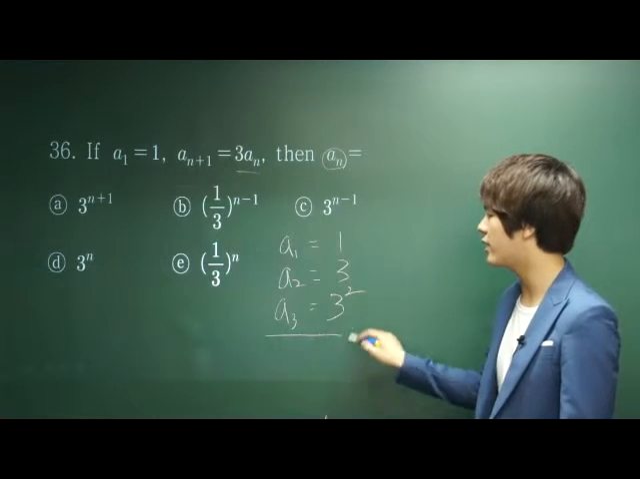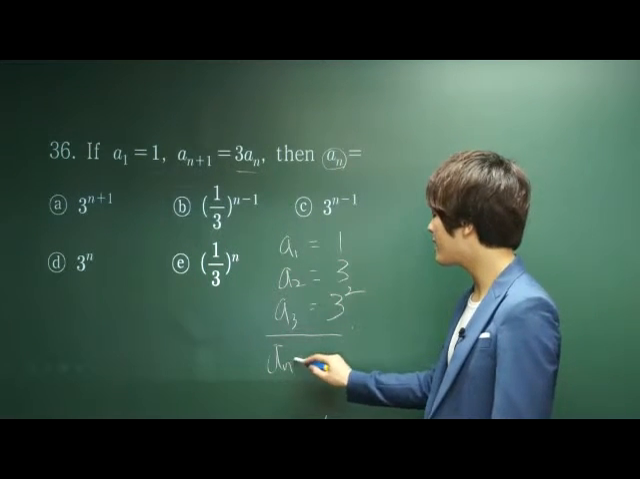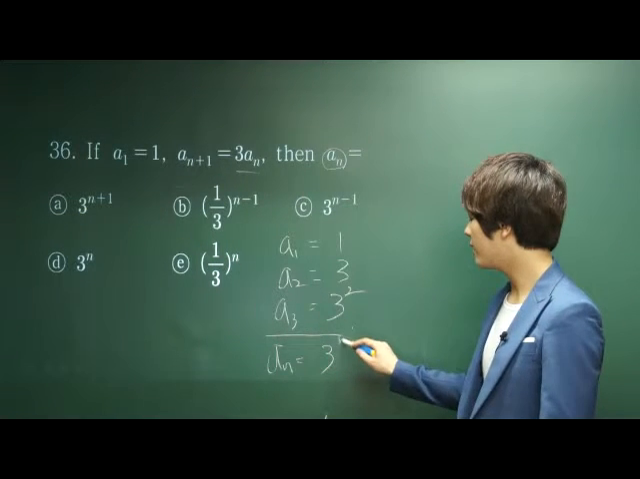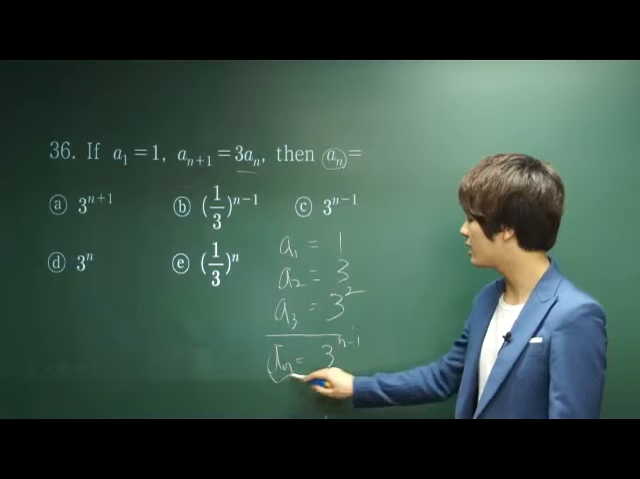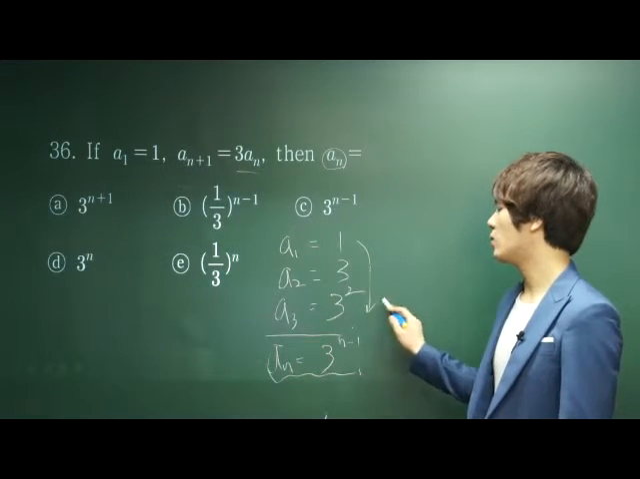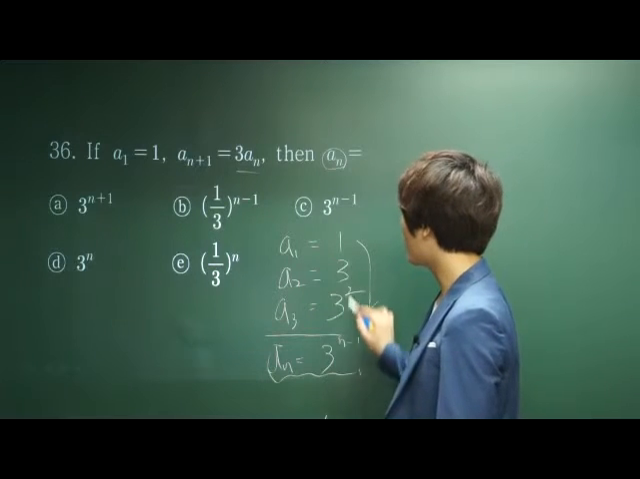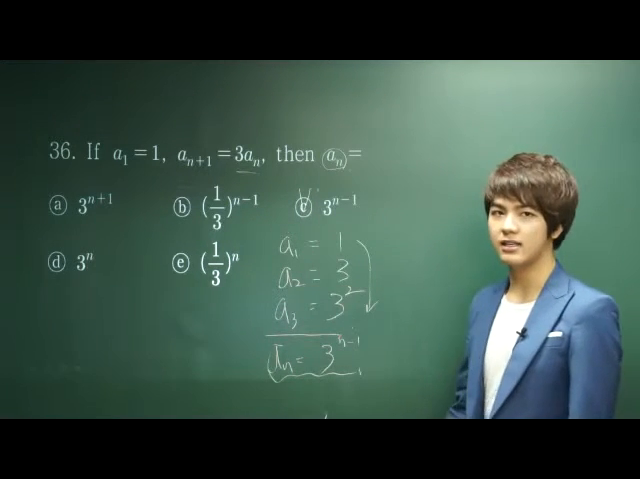We just got the rule here. What is the rule? A sub n is equal to 3 to the n minus 1, right? It is a what sequence? Geometric sequence, right? With the ratio of 3. Therefore, among our answer choices, C is our correct answer.